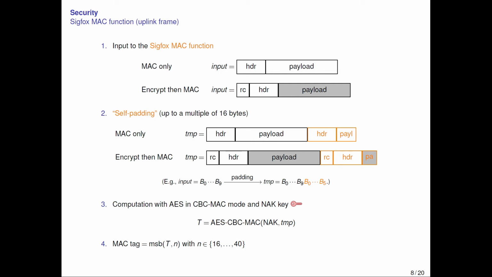The Sigfox MAC function is based on AES in CBC MAC mode. Therefore, in order to get an input to the CBC MAC routine whose size is a multiple of 16 bytes, Sigfox applies a non-standard padding scheme. The input data is concatenated to itself until the proper size is reached. Then this intermediary byte string feeds the CBC MAC routine, and the output is truncated in order to have a MAC tag whose size ranges from 2 to 5 bytes.